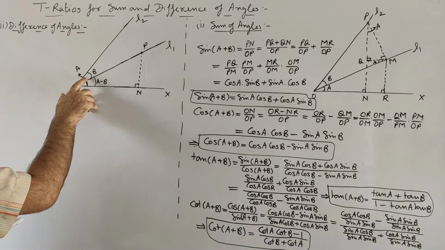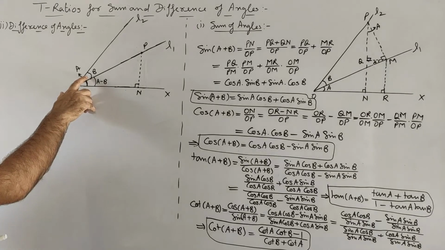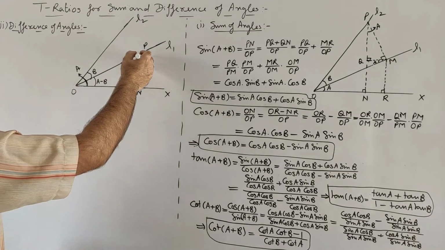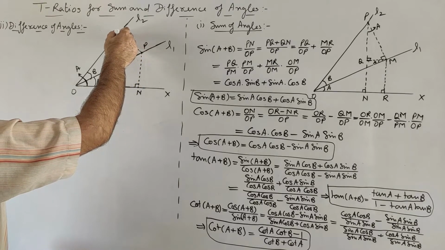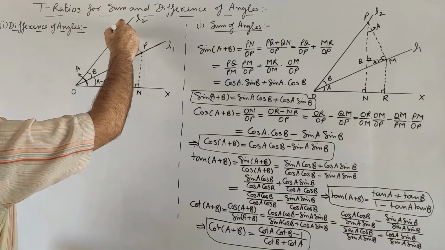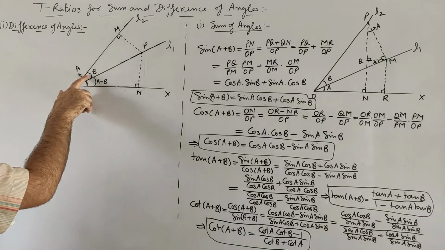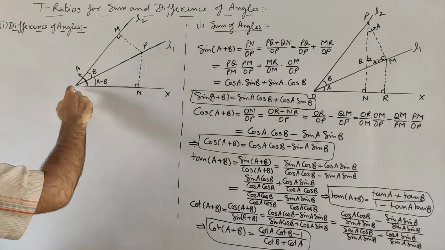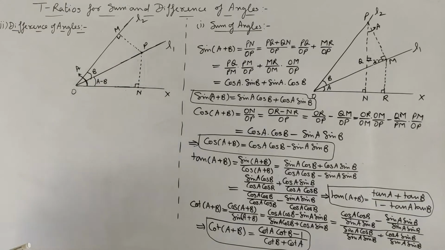Now for determining T ratios for angle B, we will be requiring a right angle triangle with angle B as one of its acute angles, and for that we will draw a normal from P on line L2, and say this time the foot of the normal is M. Then for angle B, PM will be perpendicular, OM will be base, and OP will be hypotenuse.